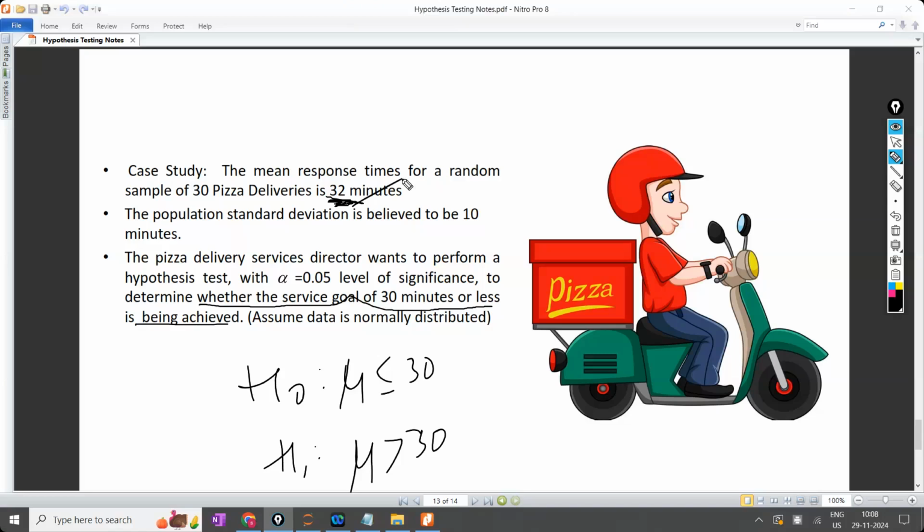Is the point clear? So the company requirement is that the service goal of 30 minutes or less is being achieved. Whatever sample mean you have got, forget this. This is actually what happened. My requirement is this one. Now, this is what one student has told. Does anyone want to modify this? What is the answer you have written in your notes? Same answer or different answer? Same? I'm assuming it is a wrong answer.